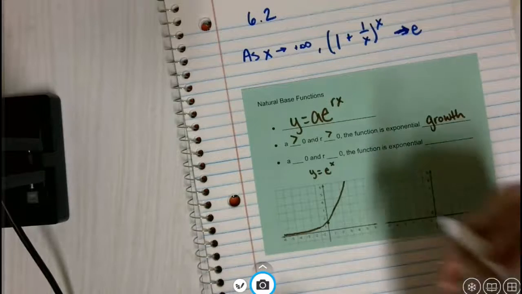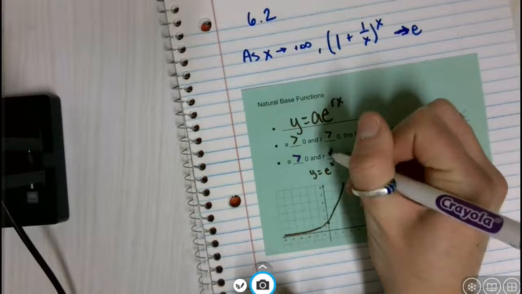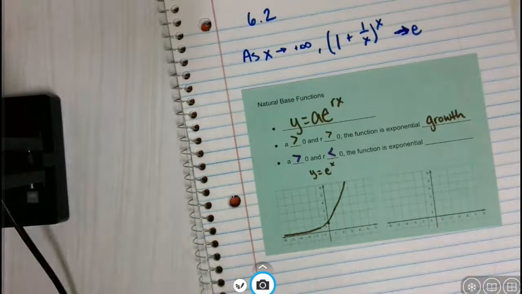Now what happens if a is greater than 0 but r is less than 0? So my r now is negative.